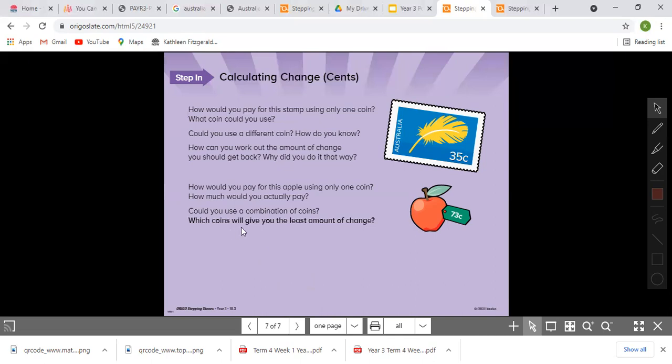And which coins will give you the least amount of change? Well, you could actually get 75 cents in real coins by having, say, a 50 cents, a 20 cents and a 5 cents, and then you would get no change at all. Let's have a look at our textbook, the rest of the questions.